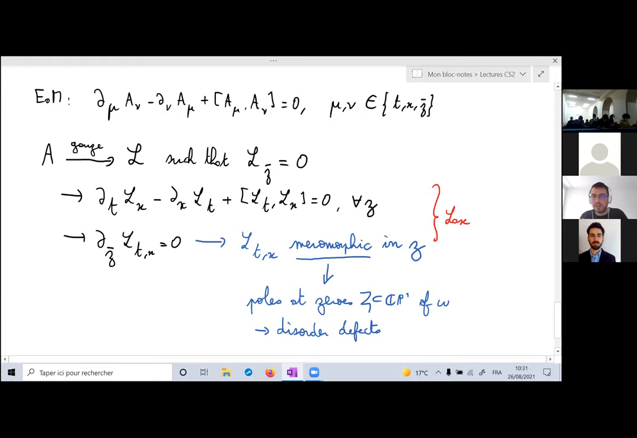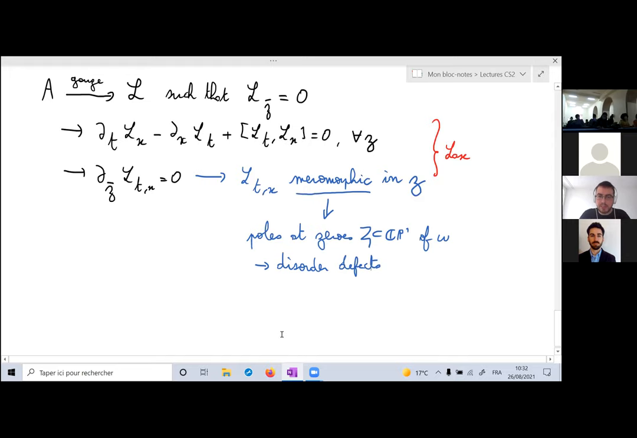Let me just mention, there is also something called order defects, which is a rather different story. It's also possible to engineer integrable field theories from order defects in 4D Chern-Simons, and that gives different types of integrable field theories. But for these lectures, I will focus only on the disorder defects part. Okay, so that was one of the aspects that we'll need to clarify a bit later.